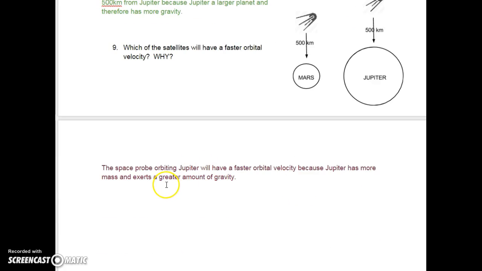And sorry, my answer for number 9 has jumped down. The space probe orbiting Jupiter will also have a faster orbital velocity since it's orbiting at the same distance but a more massive object because Jupiter exerts a greater amount of gravity.